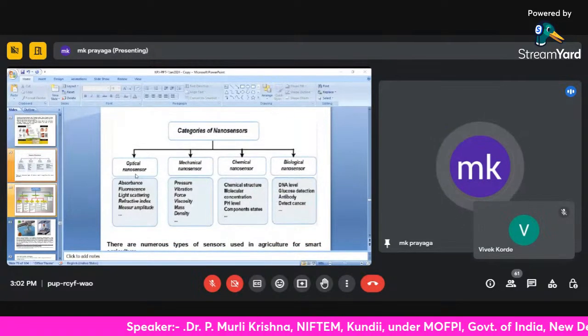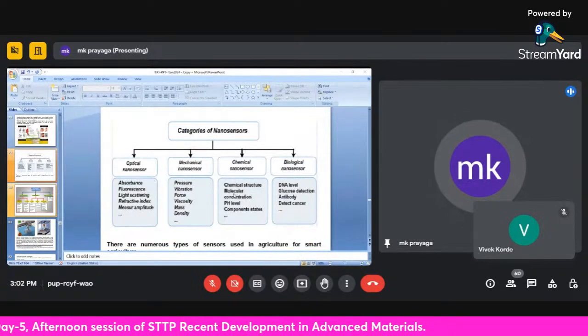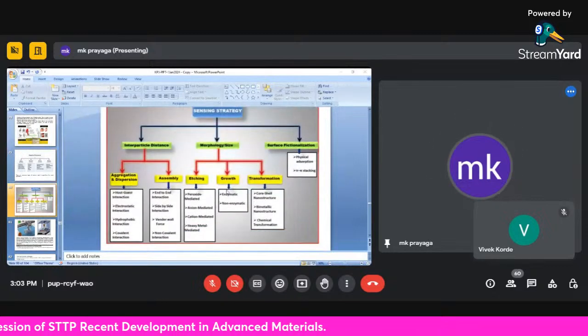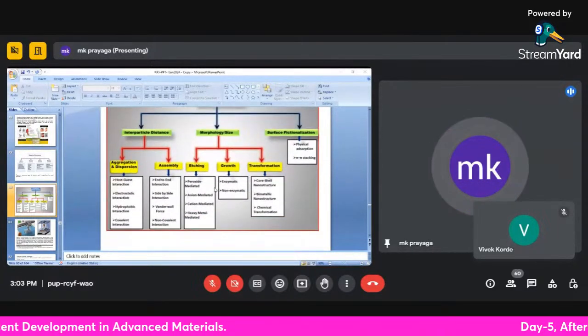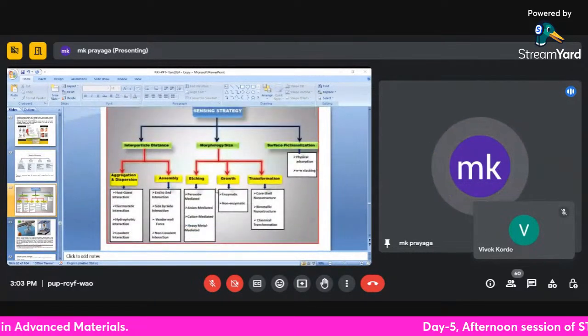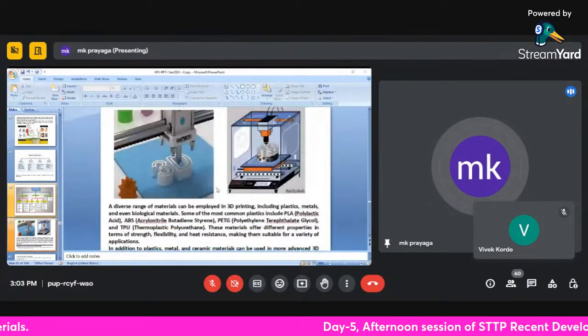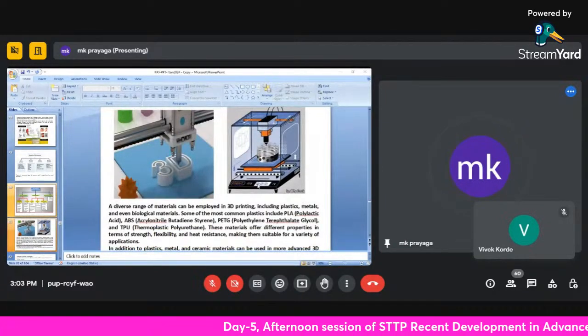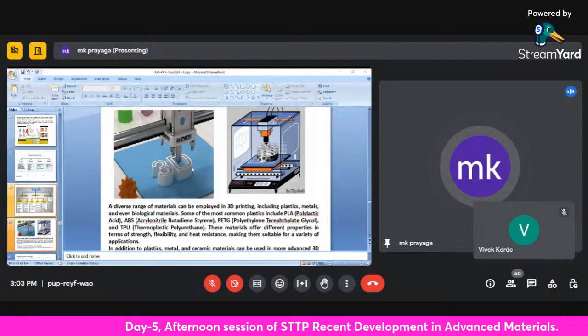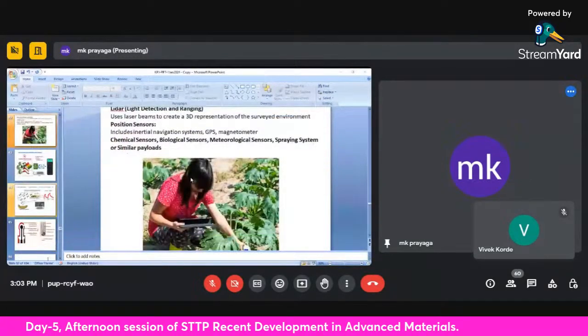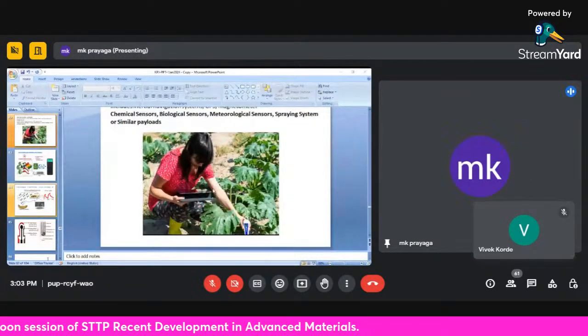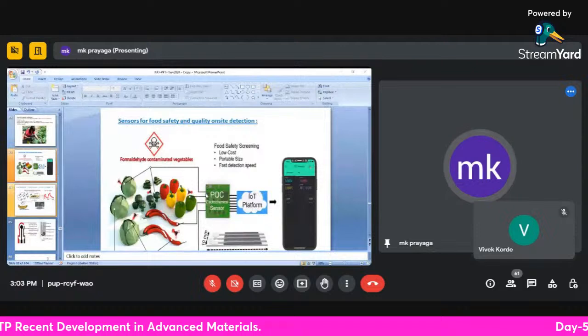And of course, in sensors we have optical, mechanical, chemical, and biological nanosensors also. This is a colorimetric sensor. And nowadays, sensor technologies are coming with 3D technologies also. So this is one of the big areas going to develop. So this is the on-site detection for the plant crop mechanism.